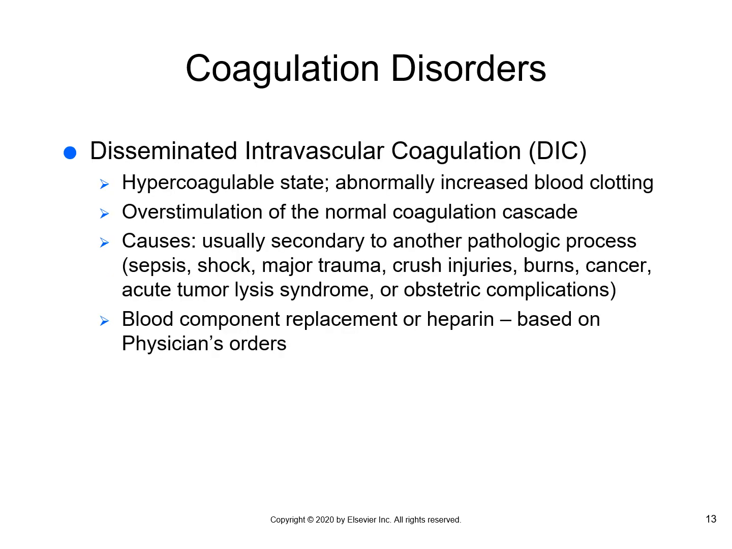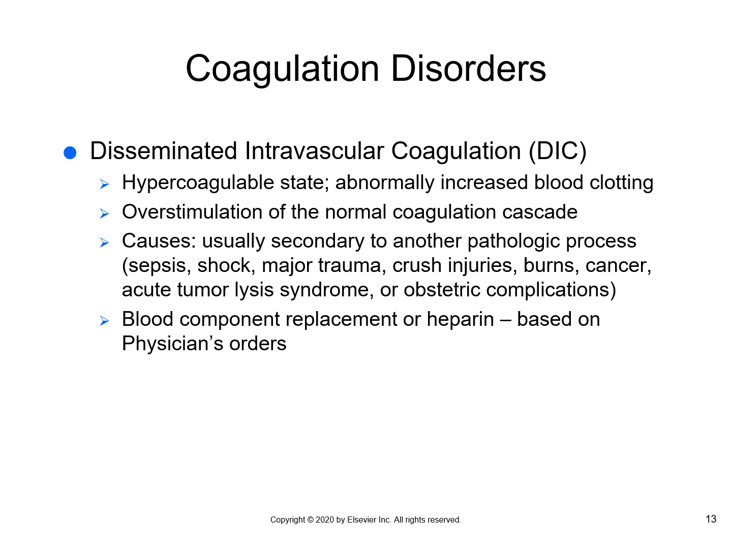DIC, or disseminated intravascular coagulation, is a condition where there is a hypercoagulable state or abnormally increased blood clotting. So in a normal situation, when the skin is cut, the person is going to have that bleeding and the platelets and the clotting factors are going to be activated, and there's going to be a coagulation cascade. In DIC, there is an overstimulation of this normal coagulation cascade.